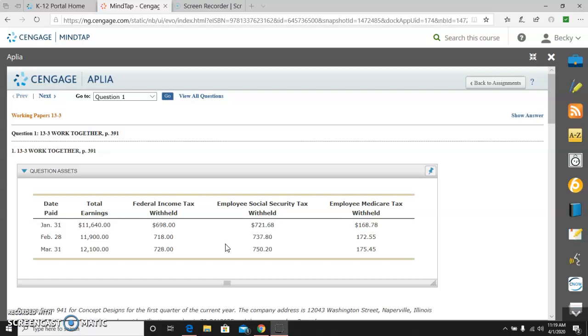Okay, I assume you added those columns. You should have gotten 35,640 for total earnings. You should have gotten 2,144 for FIT. For Social Security, you should have gotten 2,209.68. And for Medicare, you should have gotten 516.78. So that's these four columns all added up.